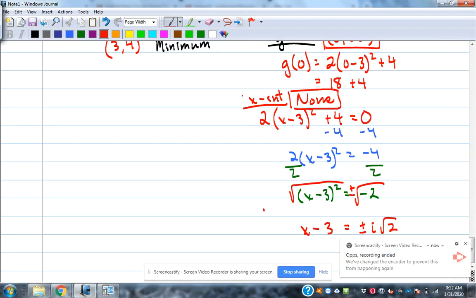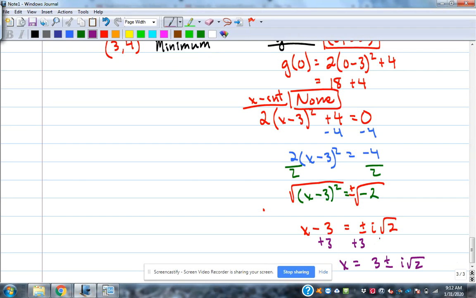Okay, so last step would be add 3, right? Yeah, really easy thing there. So x equals 3 plus or minus i radical 2. Those are the solutions to the quadratic equal to 0. They're not x-intercepts, though. They're solutions for x, but they're not x-intercepts because they're complex numbers, not real numbers. So understand there's no x-intercepts on the graph.